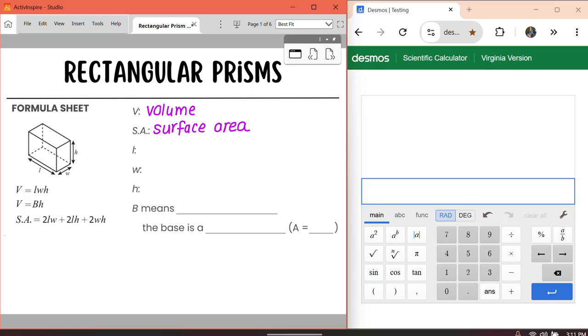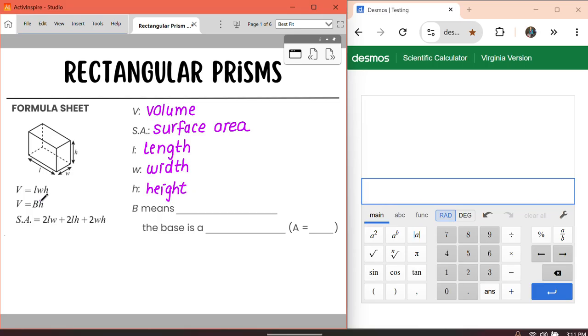I think you're probably familiar with a lot of these already. LWH is a formula a lot of our kids have seen before. So the L is length, the W is width, and the H is height.